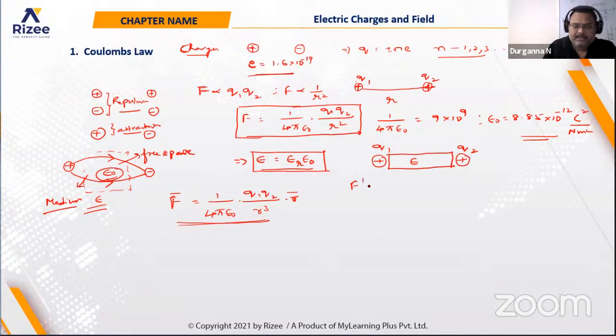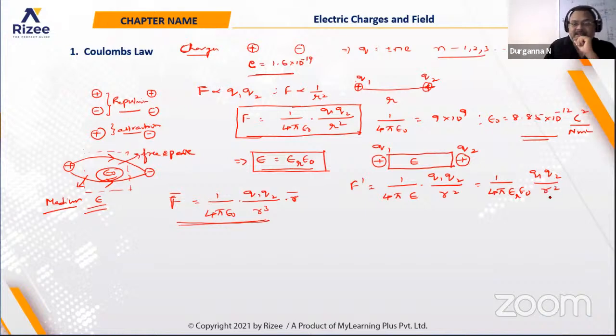Let me take this as F dash is equal to 1 by 4 pi epsilon naught, sorry, epsilon, into Q1 Q2 by R square. Since we have changed the medium instead of taking free space, this will become epsilon. Or else this can be written as 1 by 4 pi, relative permittivity into epsilon naught, into Q1 Q2 by r square.